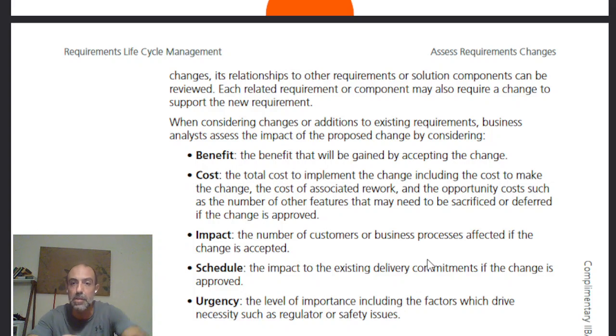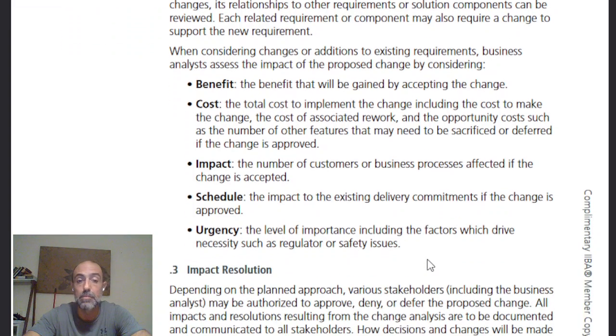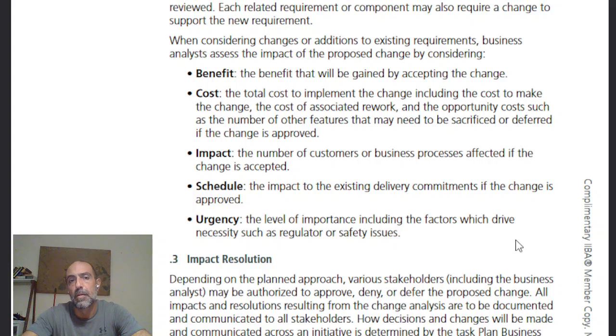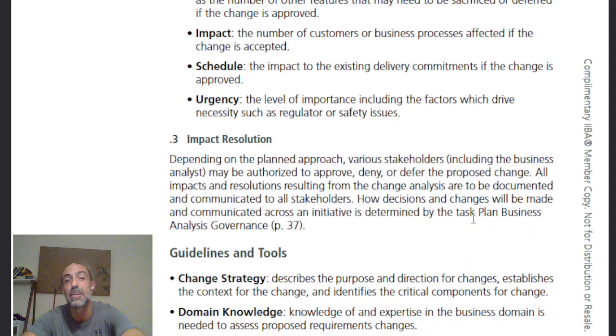When considering changes or additions to existing requirements, business analysts assess the impact of the proposed change by considering the benefit, the cost, the impact, the schedule, and the urgency. Should I go through them? Why not? Benefit: the benefit that will be gained by accepting the change. The cost: the total cost to implement the change, including the cost to make the change, the cost of associated rework, and the opportunity costs, such as the number of other features that may need to be sacrificed or deferred if the change is approved. Impact: the number of customers or business processes affected if the change is accepted. Schedule: the impact to existing delivery commitments if the change is approved. Urgency: the level of importance, including the factors which drive necessity, such as regulatory or safety issues.